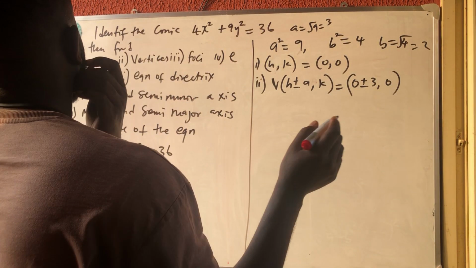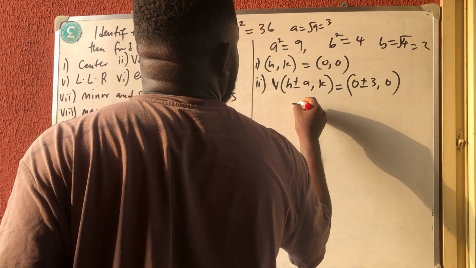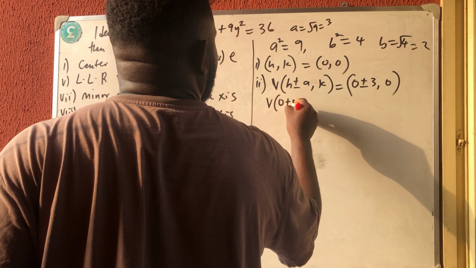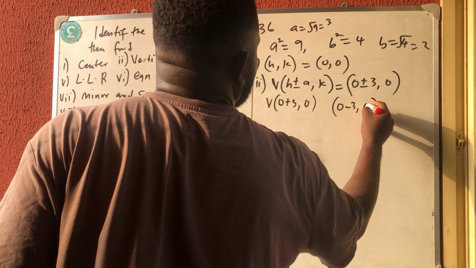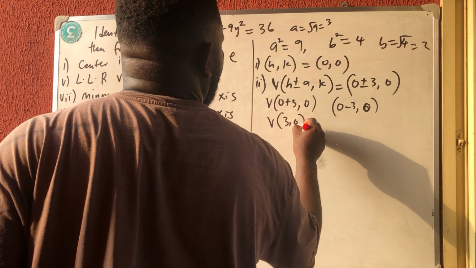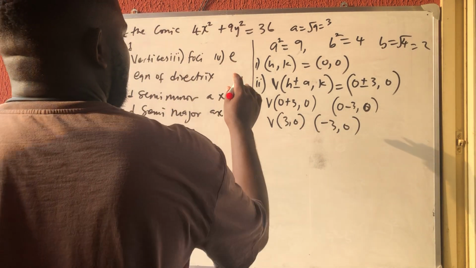So you can separate it to be 0 plus 3 comma 0 and 0 minus 3 comma 0. So take the plus and take the minus, which will give you that V is what? 3 and 0 and what? Minus 3 and 0. So that is that. So the next one, III.